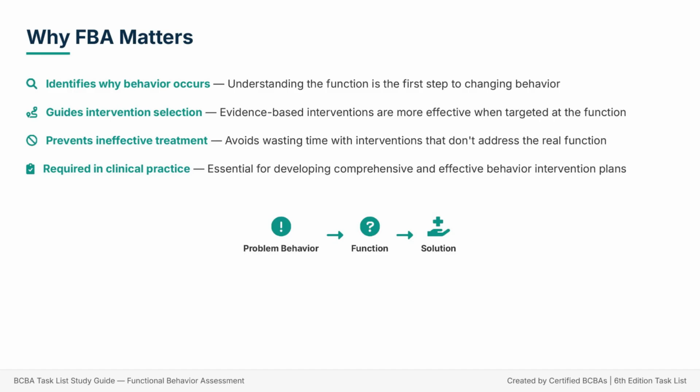Let's start with the core question. Why do we even need FBA? Because behavior is not random, it is functionally related to its environment. FBA allows us to identify the function of behavior, meaning the environmental variables that maintain it. Once we know the function, we can select an intervention that directly addresses it. Without FBA, intervention becomes guesswork. You might reduce behavior temporarily, but it won't be systematic or durable. So in both practice and the exam, the rule is simple: from correct function to effective intervention.